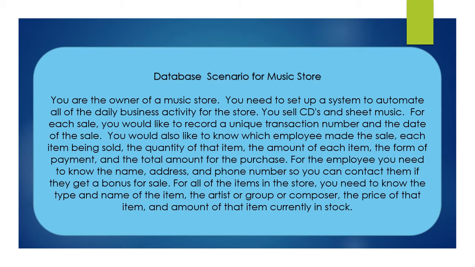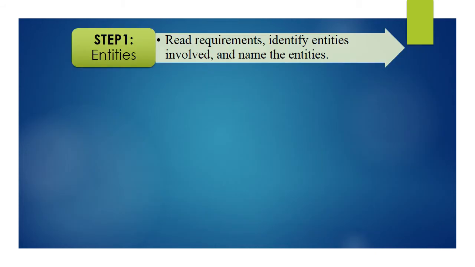For the employee, you need to know the name, address, and phone number so you can contact them if you get a bonus for sale. For all of the items in the store, you need to know the type and name of the item, the artist or group or composer, the price of that item, and the amount of that item currently in stock.